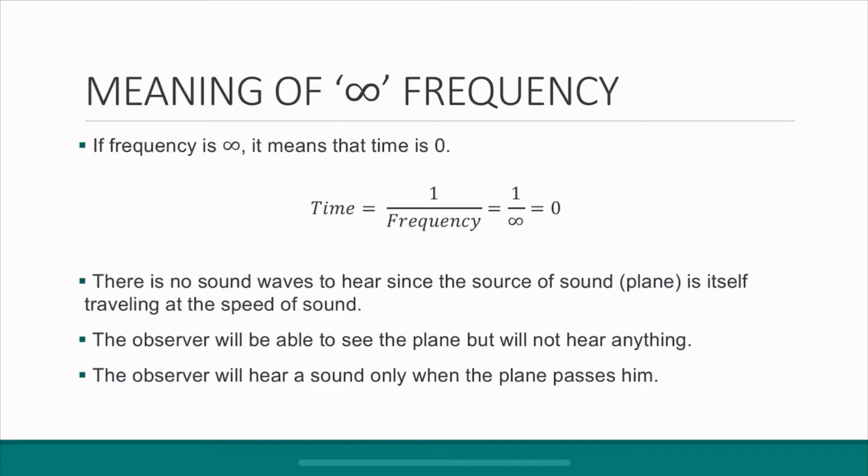You can think of it like this. The plane is traveling with the sound. So when the plane reaches the observer initially, he's not going to hear any sound because the sound waves are also coming with the plane. The observer will be able to see the plane but will not hear anything. But the observer will hear the sound when the plane passes him, because when the plane passes, the sound waves are also passing by. So that's the meaning of infinite frequency.